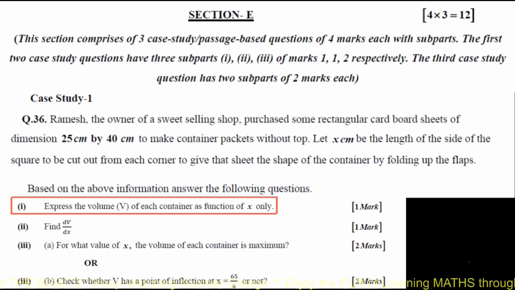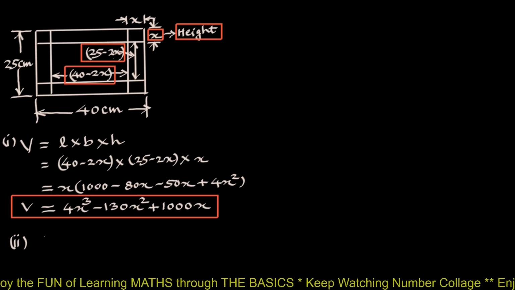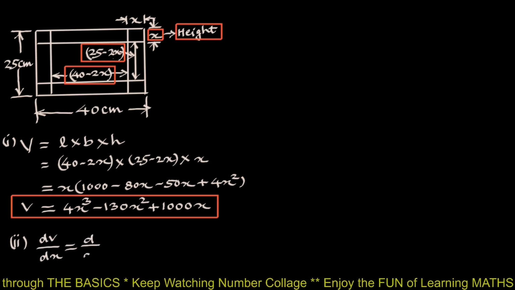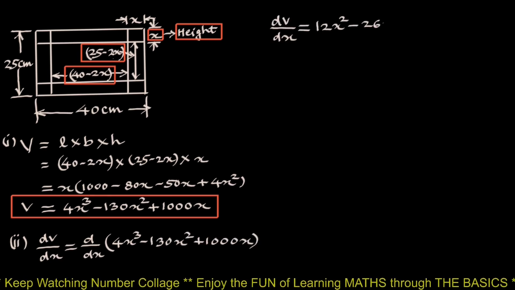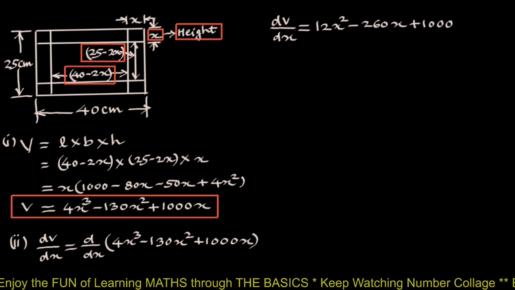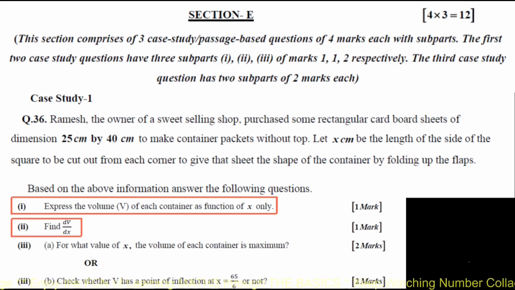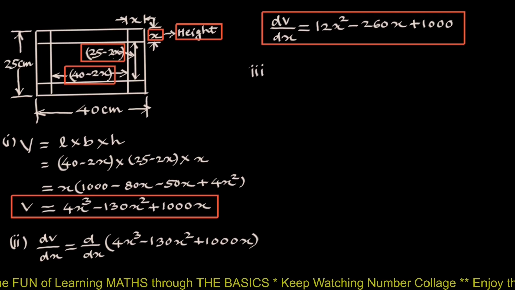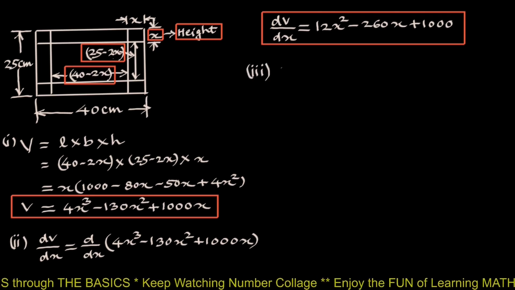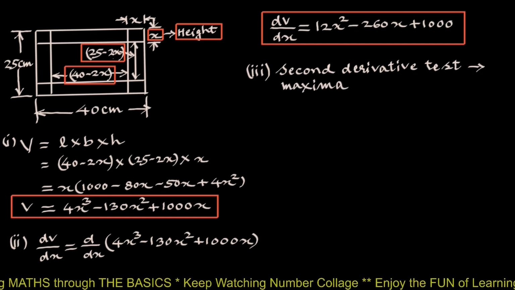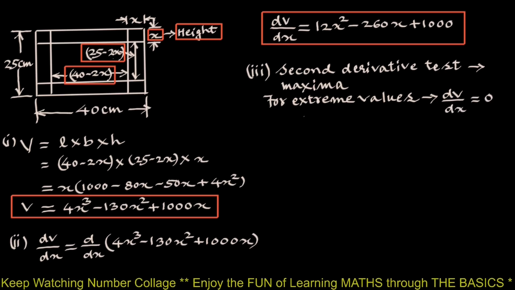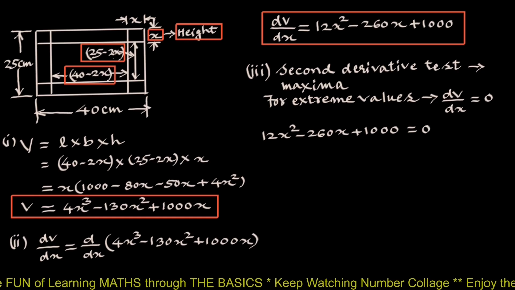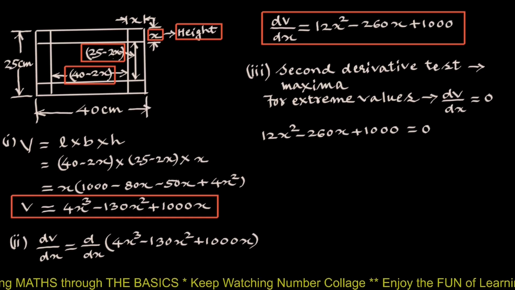In the second question, we have to find dV by dx. Number 2, dV by dx will be d by dx of 4x cube minus 130x square plus 1000x, which will be 12x square minus 260x plus 1000. So this is our answer 2. Question 3a, we have to find for what value of x the volume of each container is maximum. Here we will use the second derivative test for finding maxima. So for extreme values we have dV by dx equals 0, therefore 12x square minus 260x plus 1000 equals 0. We will solve this equation and find x.